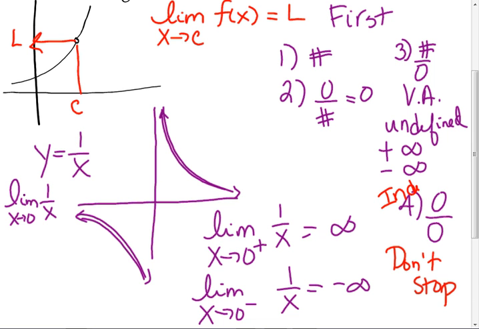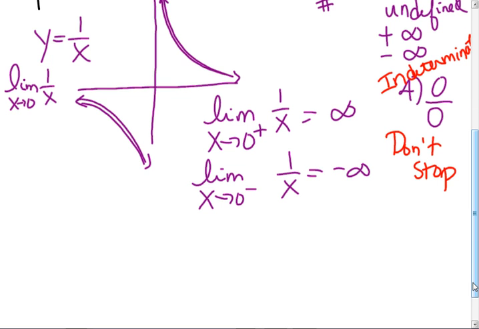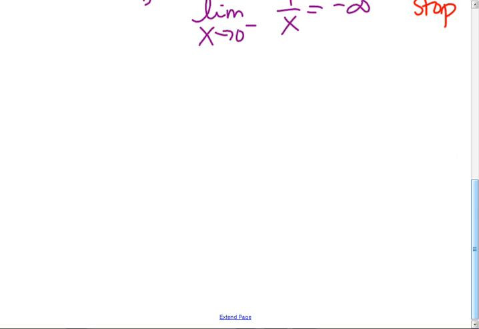Let's do some problems. That's all limits are. And we don't have the horizontal asymptotes yet. Let's put those in. I'll do this in a second. I'll keep my notes straight.